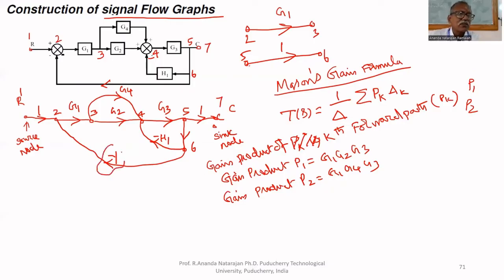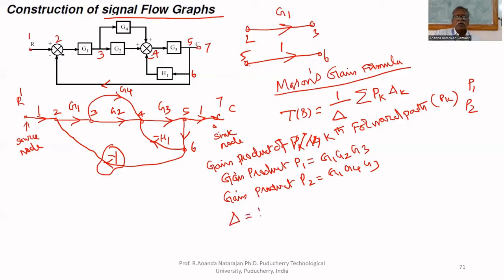You cannot travel through this, because direction is important. You cannot travel this path 4, 6, 5, 7 because the direction is against. Similarly, you cannot travel 2, 6, 5, 7, but you can travel 1, 2, 3, G2, 4, 5, 7. You can travel 1, 2, 3, G4, 4, 5, 7. Only these 2 forward paths are there, whose gains are G1, G2, G3 and G1, G4, G3. That's all.